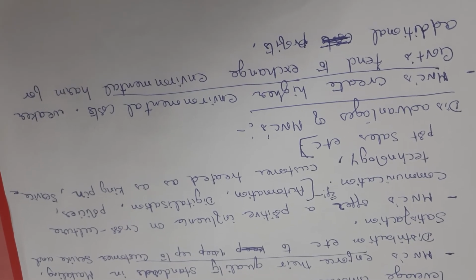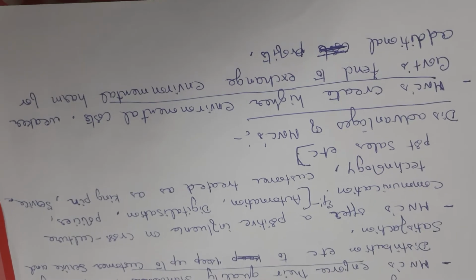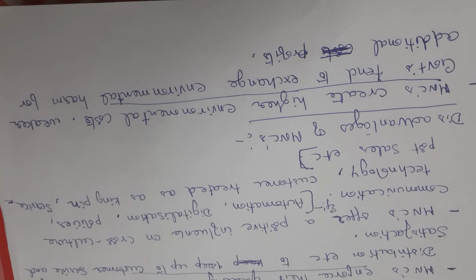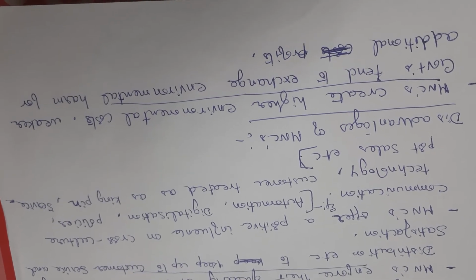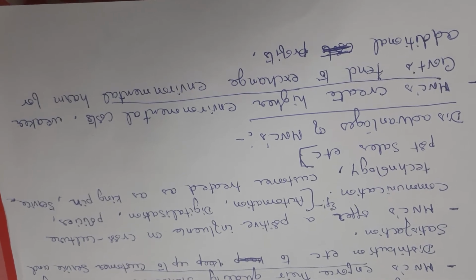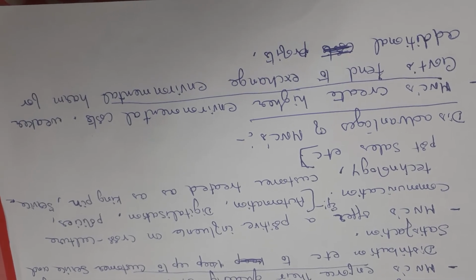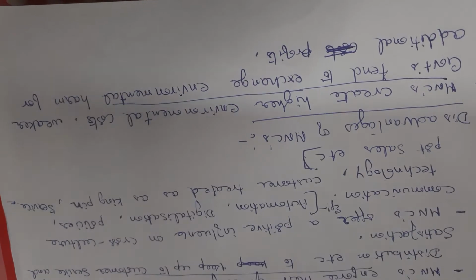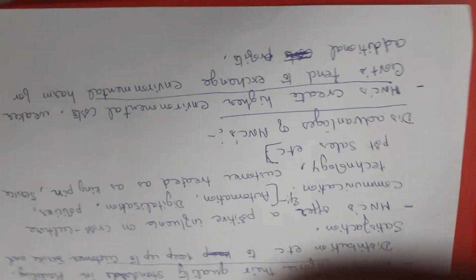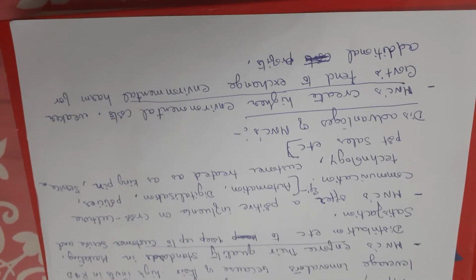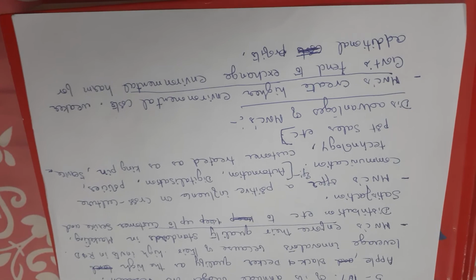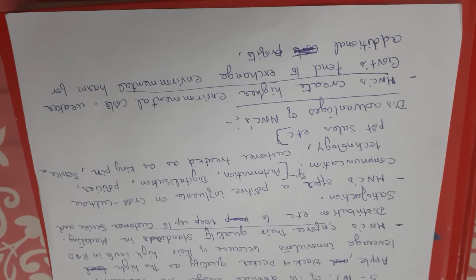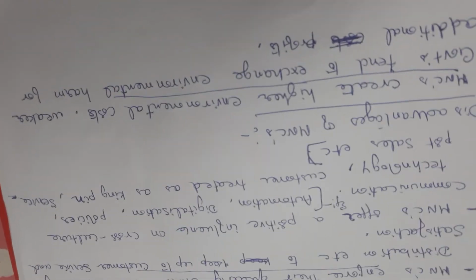Now, you could also add many more points as you wish, provided it is a major advantage. Now, the disadvantages of multinational corporations could be: multinationals create a higher environmental cost. This is one of the major disadvantages of multinational corporations, because some weaker governments tend to exchange environmental harm for additional profits.